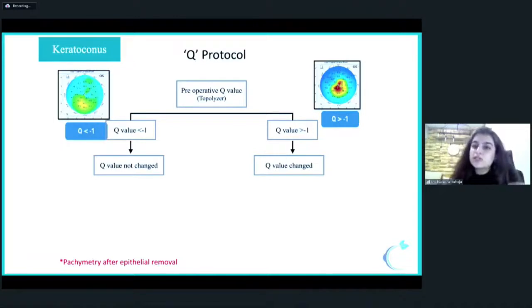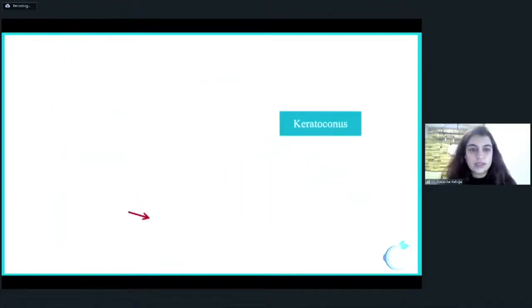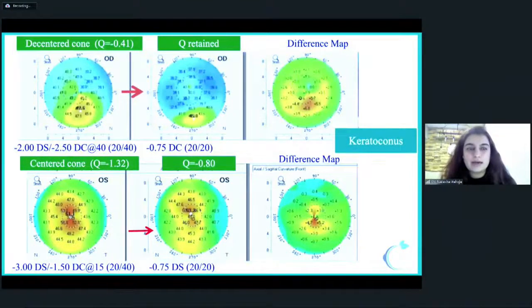Sorry, if the Q is less than -1, the Q is not changed. If it is more than -1, it is changed to a slightly more bearable Q, if I could put it that way. And of course, based on the pachymetry that we have, we correct the amount of sphere based on the residual stromal thickness that we get essentially. So what I'm trying to say by this is that by a topography guided treatment, even with zero refraction, we can get very encouraging results.